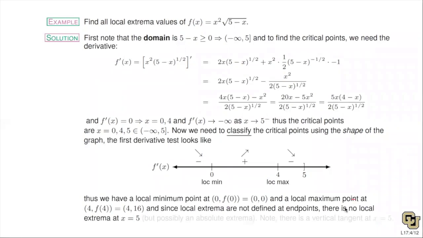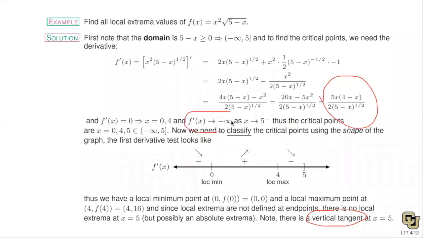Since local extrema are not defined at endpoints, there's no local extrema at 5. But let's keep the big picture in mind. We could have an absolute extrema at 5. Absolute extrema can occur at endpoints. Local cannot, but absolute can. And while we're here, to catalog the information we found, we also notice there's a vertical tangent at 5, because you can show the derivative goes to negative infinity as we approach 5 from the left. I'll show you the graph in a second.